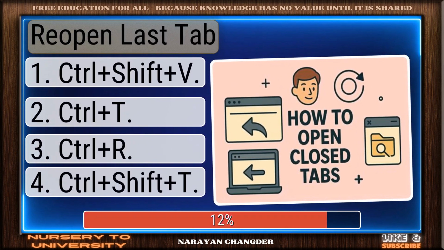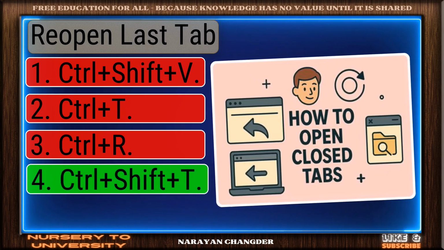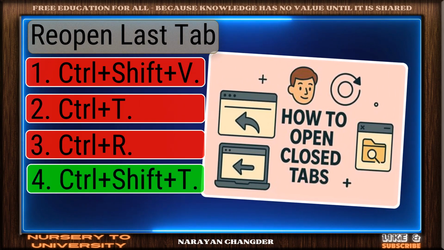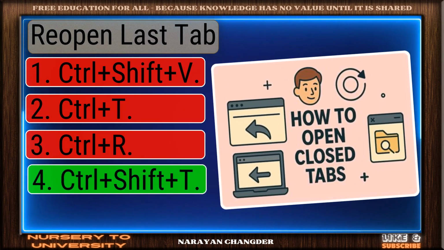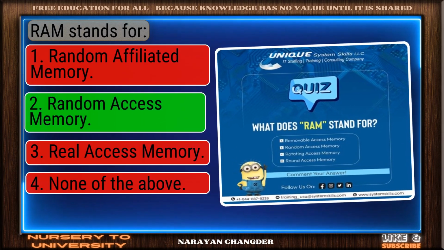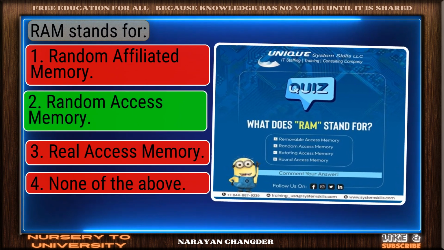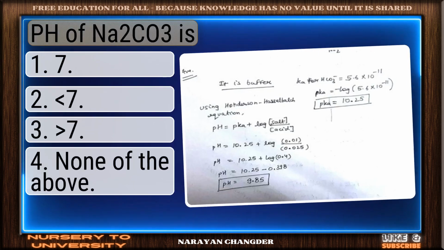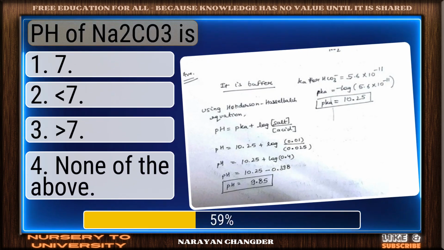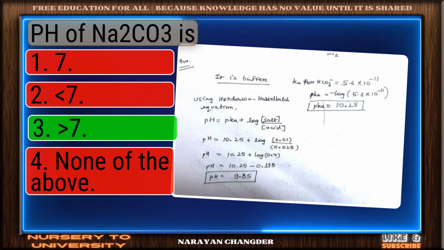Reopen last tab. Correct response. Ctrl plus Shift plus T is the most accurate answer. RAM stands for. You're right. Random access memory is the correct answer. Fibonacci 3 is. Great job. 27 is the accurate answer.